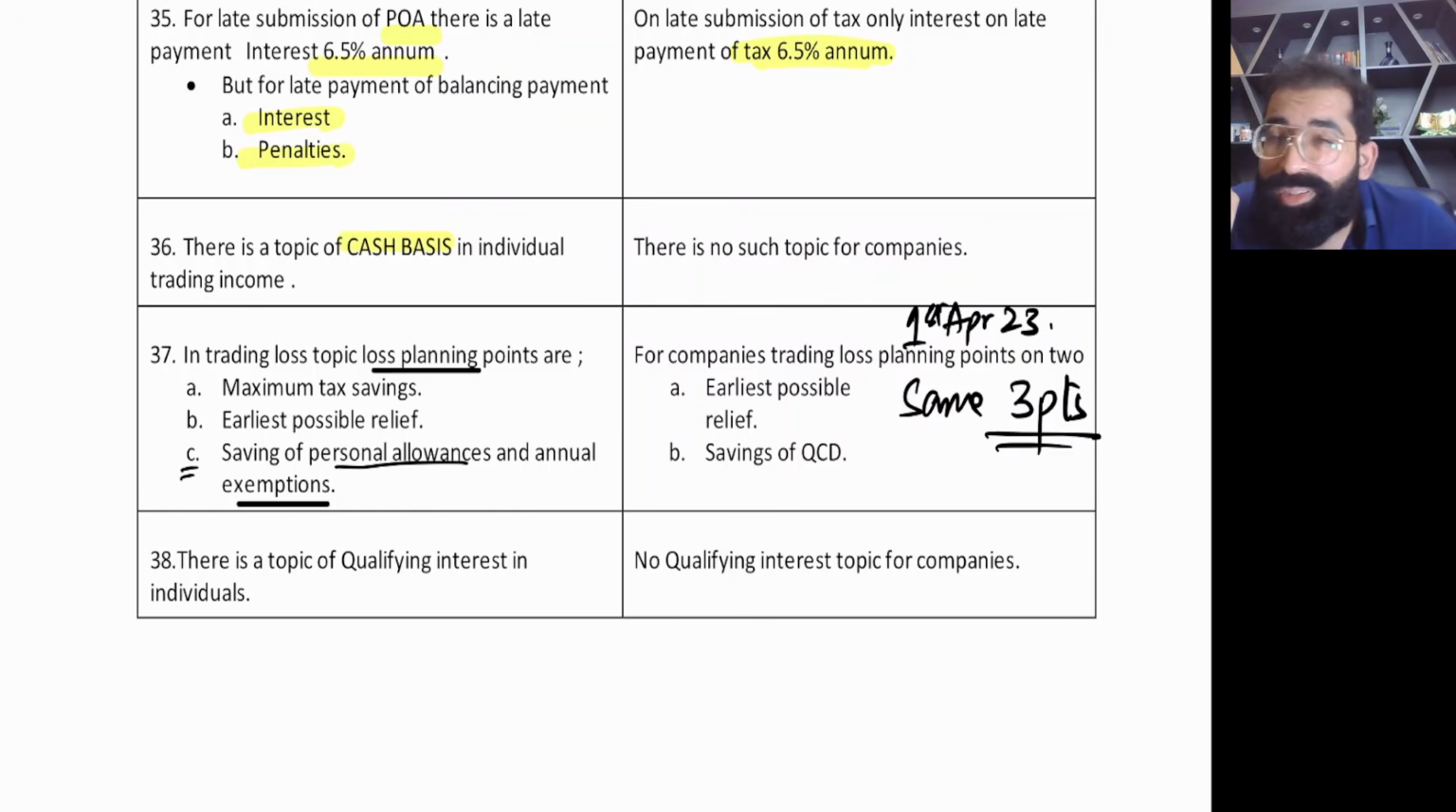So now in companies, you still have 3 points. Number 1, go for the maximum tax saving, tax rate planning. Number 2, earliest possible relief. And number 3, saving of QCD. Here you have QCD, no personal allowance.